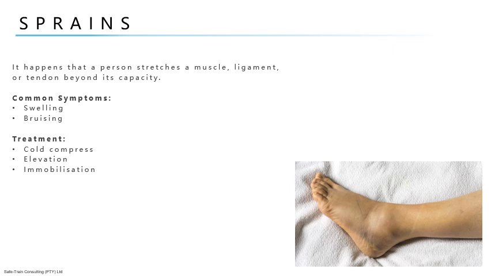Treatment. A cold compress, for example an ice pack covered in a cloth, must be put onto the injured part to control blood circulation. The injured part needs to be elevated to reduce blood flow and pressure in the body part. The body part must be immobilized with a stabilizing bandage.